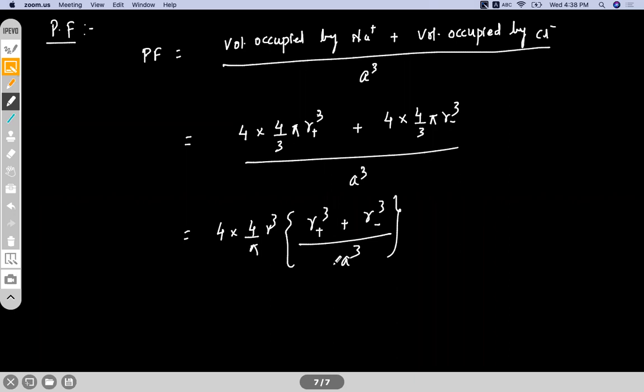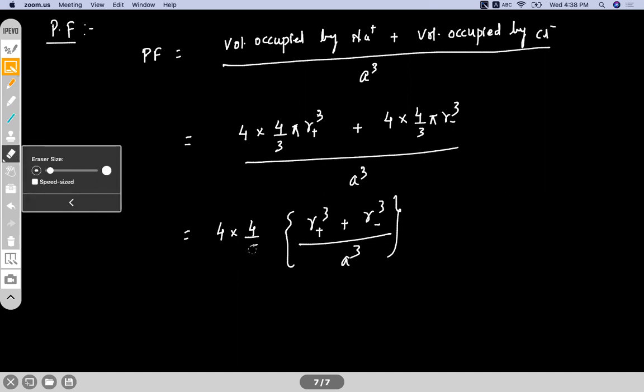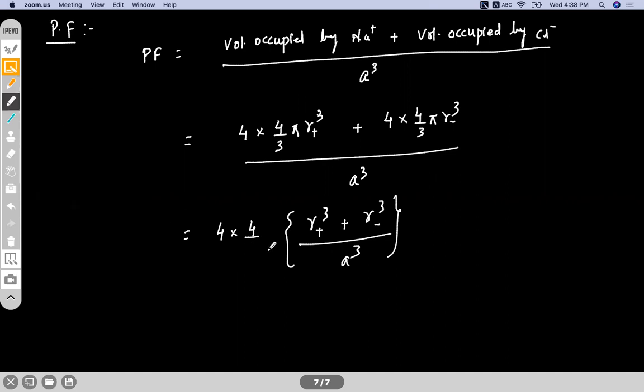So you wrote an extra r cube. Sorry? Achha, I have written an extra r. Then it should be 4 by 3 pi, right? You have written 4 by pi. Achha, I have written 4 by pi. Okay. So it is 4 by 3 pi.